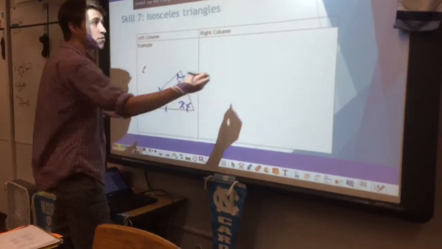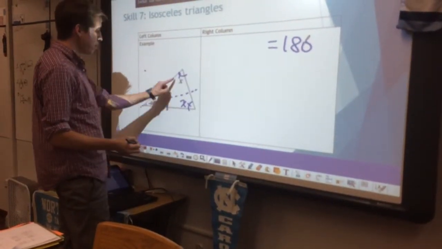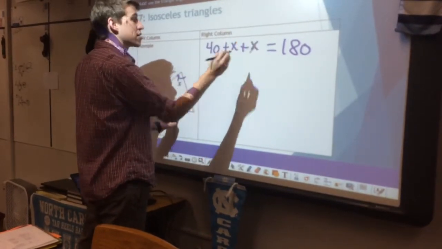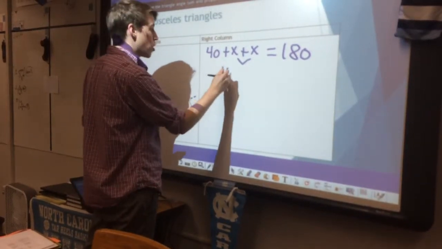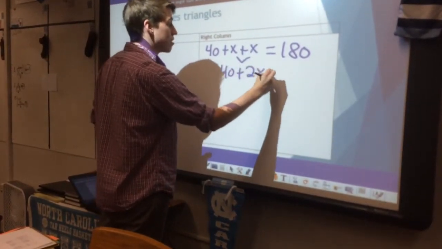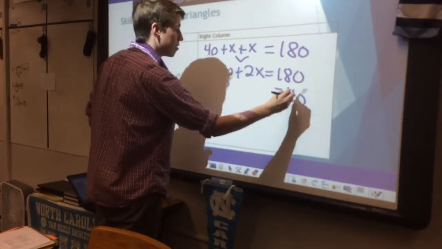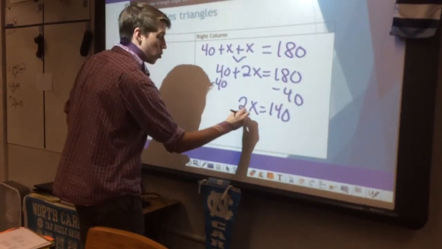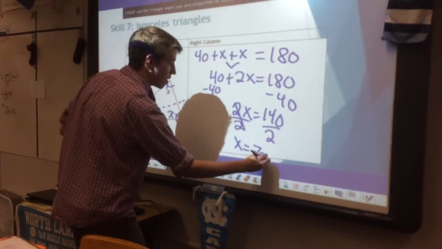It's a triangle, so it's still equal to 180. And now I see 40 plus x plus x. Now my like terms are my variables instead of just numbers. So I'll have 40 plus 2x equals 180. We'll subtract 40 from each side. 2x will equal 140. We'll divide each side by 2. And x will equal 70.